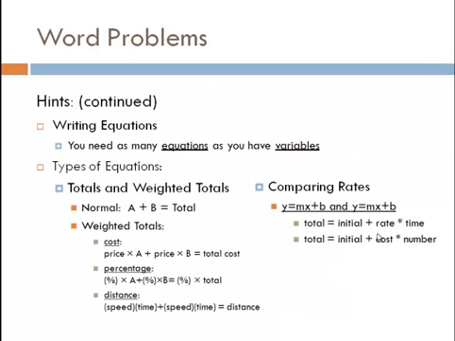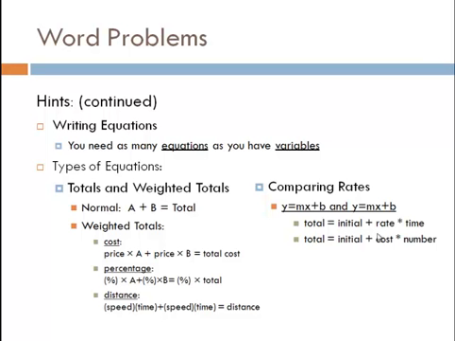So a couple more hints. This is a biggie. Anytime you're writing equations, you're going to need as many equations as you have variables. So if there are two things you don't know, you'll have to write two equations. And then just a word about some of the different types of equations that come up.